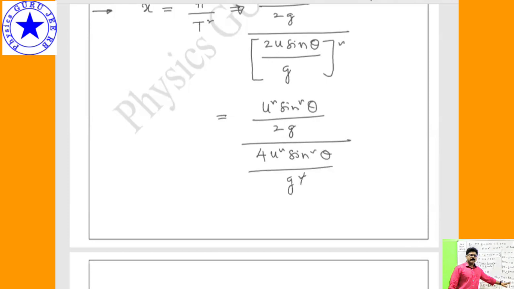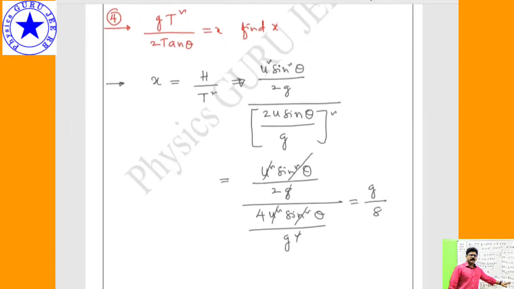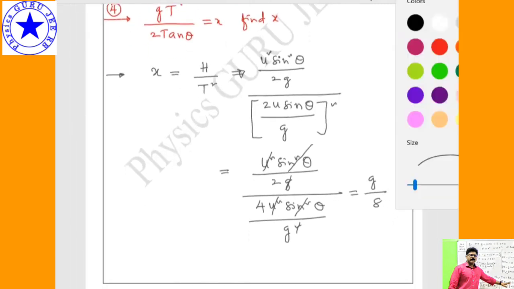Here 1 g, g will get cancelled. U square gets cancelled. Sine square theta gets cancelled. Now this g will go to the numerator, g divided by 8. Hope it is clear to all. Yes, h by t square.